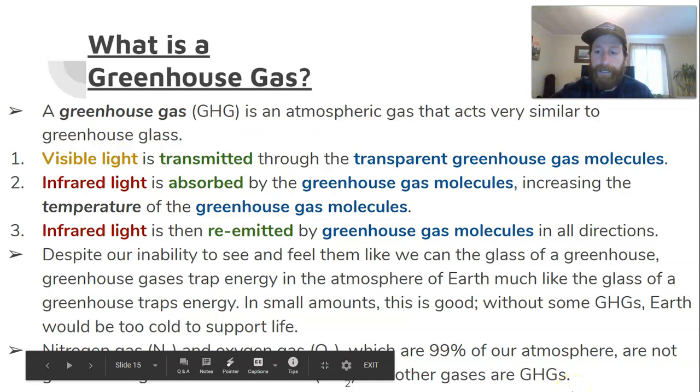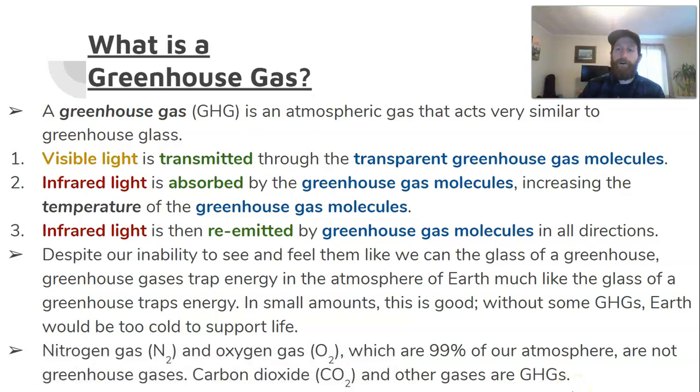But do know that the amount of greenhouse gases is very small relative to the rest of the atmosphere. Nitrogen gas, N2, and oxygen gas, O2, together make up 99% of our atmosphere and are not greenhouse gases. Carbon dioxide, CO2, and other gases are greenhouse gases.